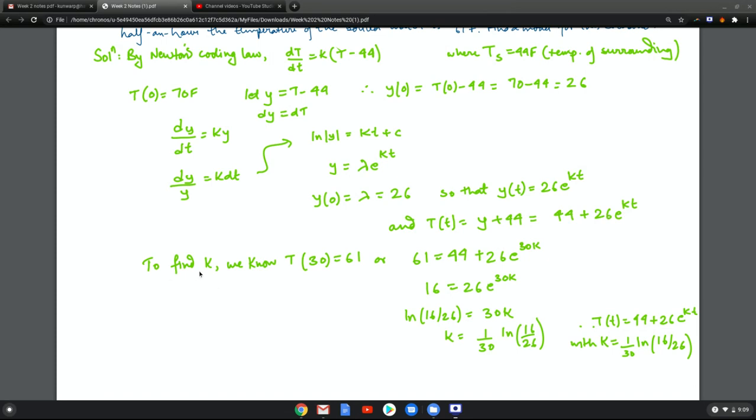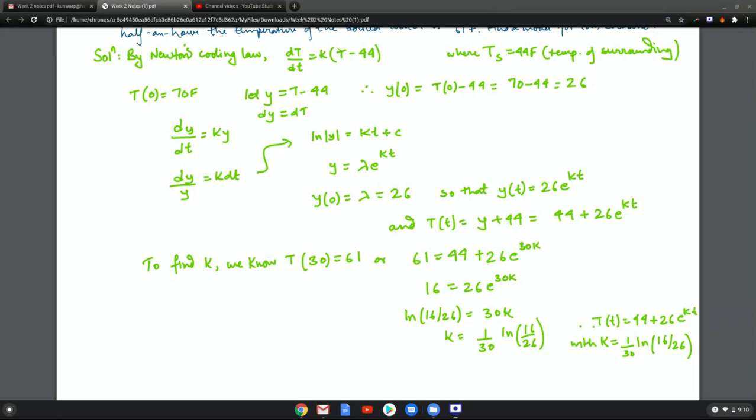To find that, we know that half an hour later the temperature is 61, or T at 30 is 61. Plugging that in, we get 61 equals 44 plus 26 e^(30k). Subtracting 44 gives me 16 equals 26 e^(30k). Log of 16 over 26 equals 30k, or k is 1/30 log of 16/26. So the temperature at any time t is given by the relation 44 plus 26 times e^(kt), where k is this particular number.